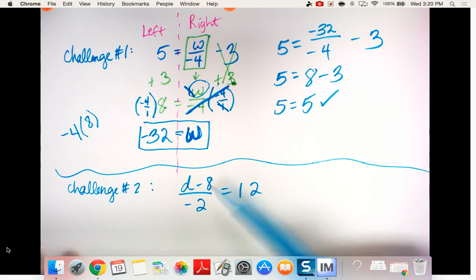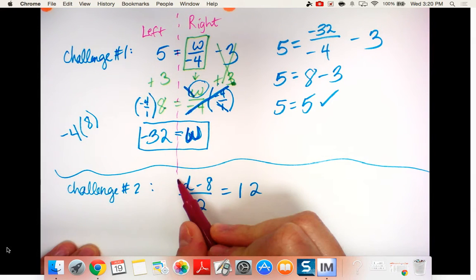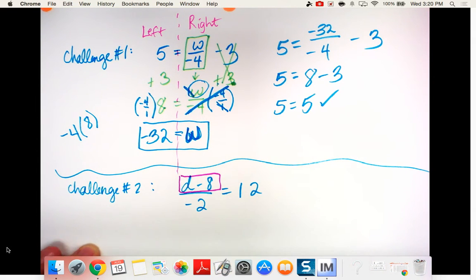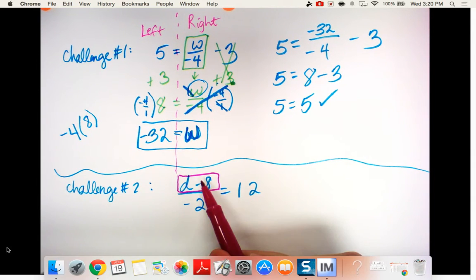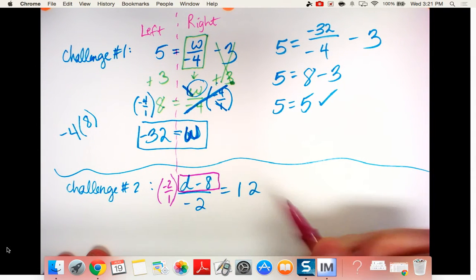Because as you can see, our variable is being subtracted by 8, and it's way up here in the numerator of this fraction. So we're going to view d minus 8 as one thing. You can't break it apart. You can't say negative 8 divided by negative 2, okay? So in order to isolate the d minus 8, because that will get us one step closer to isolating d, we have to multiply by negative 2 on each side.